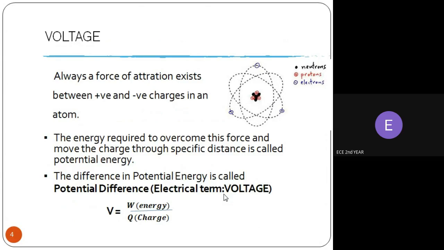What is voltage? The energy required to overcome this force and move the charges through a specific distance is called potential energy. So the difference in the potential energy is called the potential difference. The term is called voltage. So voltage can be defined with the formula of work done, meaning energy, divided by charge, which means work done against 1 coulomb of charge is called voltage.